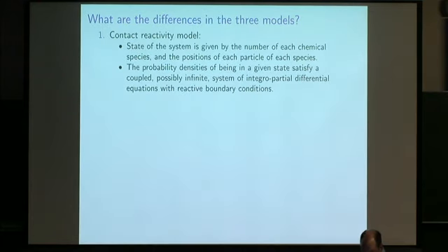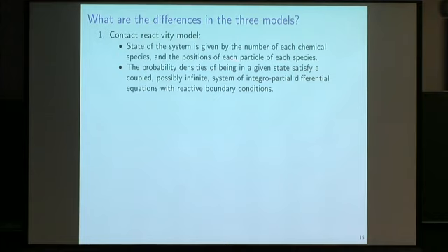Okay. So those are the three basic models. I just wanted to be a bit more explicit about the differences. And again, we'll be going into much more detail. But in the contact reactivity model, where things react upon collision, the state of the system we're going to think of as the number of each chemical species and the positions of the molecules.